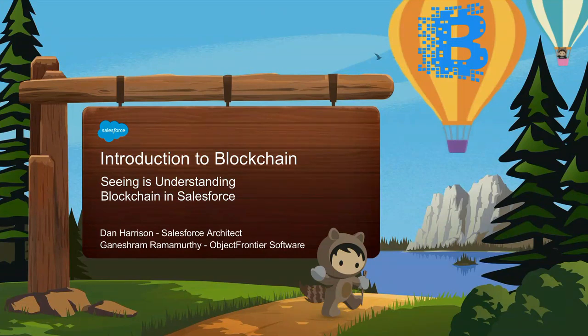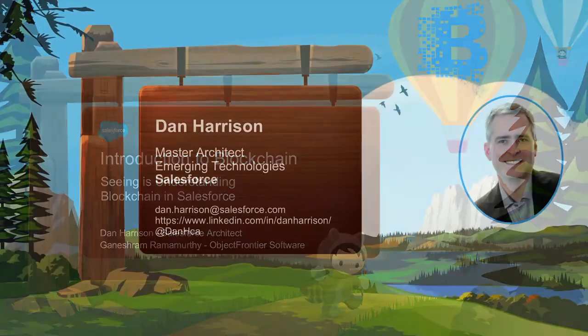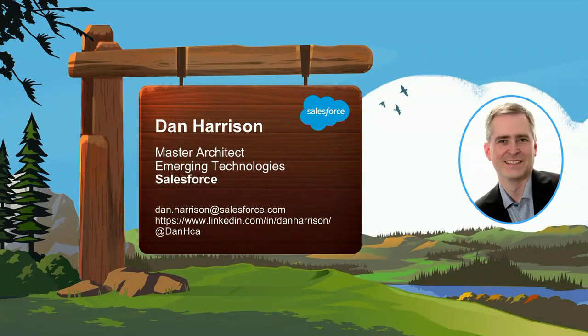My name is Dan Harrison. I'm the Emerging Technology Architect at Salesforce, and I cover blockchain, big objects, and Einstein platform like vision and language. So I have a really cool job at Salesforce, but what I'm here to talk to you this morning about is blockchain. And blockchain is a definition of an emerging technology, and it's changing really fast.